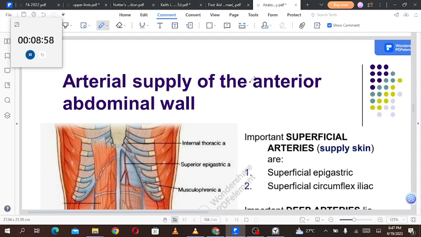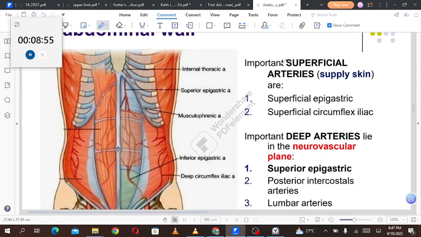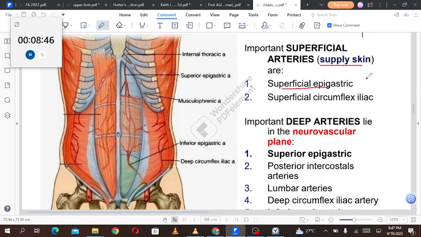Arterial supply of the anterior abdominal wall. The important superficial arteries that supply the skin are the superficial epigastric arteries, which are over here. So they are the superficial epigastric and superficial circumflex iliac arteries, supplying the superficial layers.